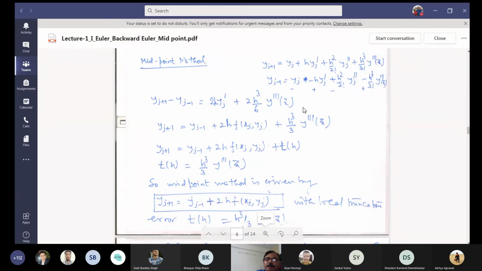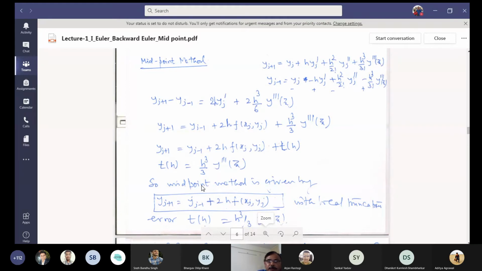Yes. Now we take this as th. So th is h cube by 3 y triple prime xi, right? So if we ignore this local truncation error, we get the method as yj plus 1 equal to yj minus 1 plus 2h f of xj, yj, right? And this method with the local truncation error, that h cube by 3 y triple prime xi, this much of the error we are committing at every stage. This method is called the midpoint method, right?